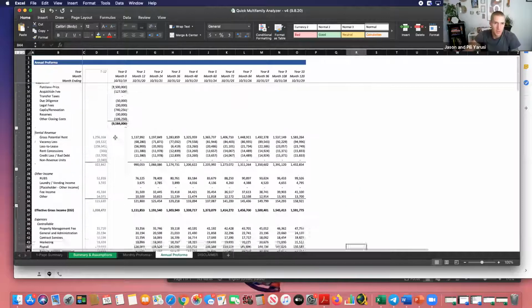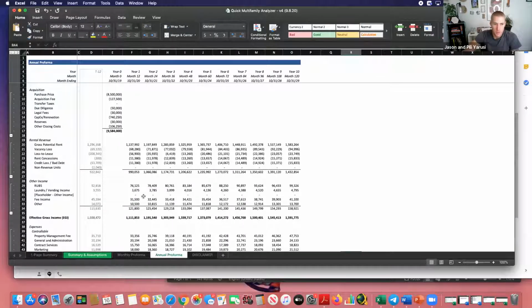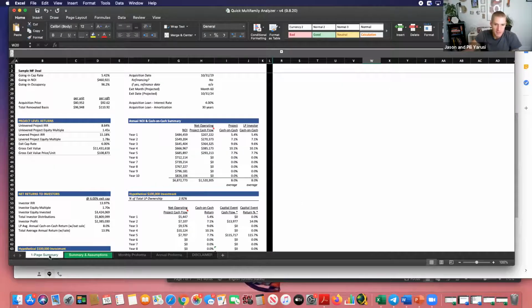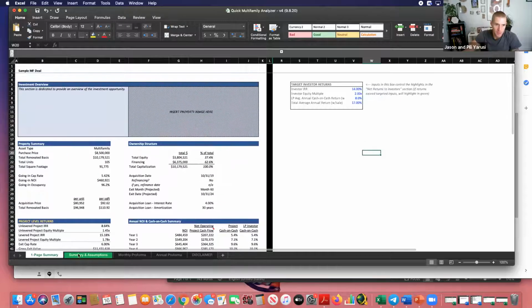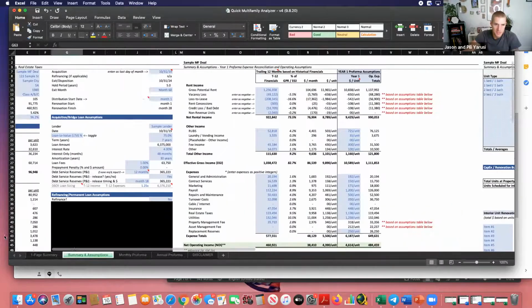All right, so quickly, I'm going to plug this analyzer in for tomorrow. We'll call this the quick version, right? We've now eliminated a number of pages. We have page 1, which is the summary. We have summary and assumptions. This is where a lot of your data points will be entered.